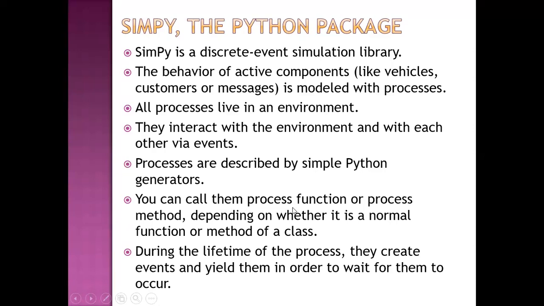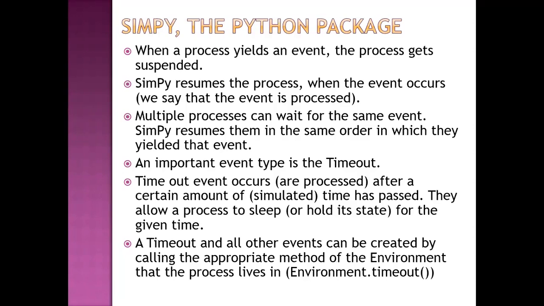We can call it a process function or process method depending on whether it is a normal function or a method of a class. During the lifetime of the process, they create events and yield them in order to wait for them to occur. When a process yields an event, the process gets suspended. SimPy resumes the process when the event occurs. We say that the event is processed. Multiple processes can wait for the same event. SimPy resumes them in the same order in which they yielded that event.